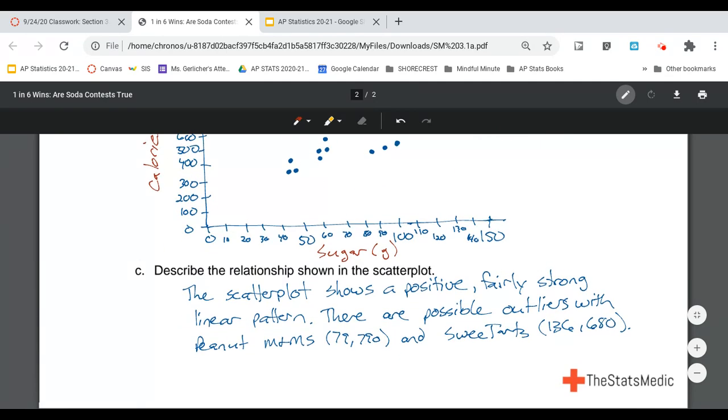Okay, now describe the relationship. Let's think about DUFS. This is a good answer. So let's see if we can find all of the things. D is direction. So there's direction. U is unusual features. I talked about possible outliers and I said what they were. Form is it linear or nonlinear? I said it's linear. And strength, I said fairly strong. And again, we'll get into much more detail later on how to really decide on strength and what to say for that. Okay, so that is the lesson for today. And make sure that you've put your full effort into this, and we will talk about all of this in the next lesson.